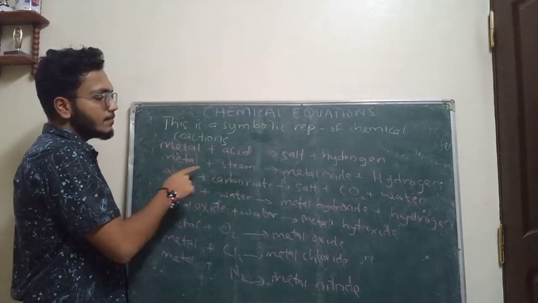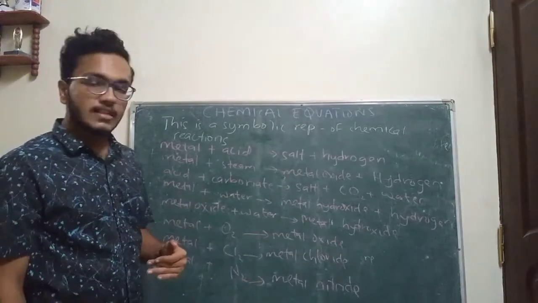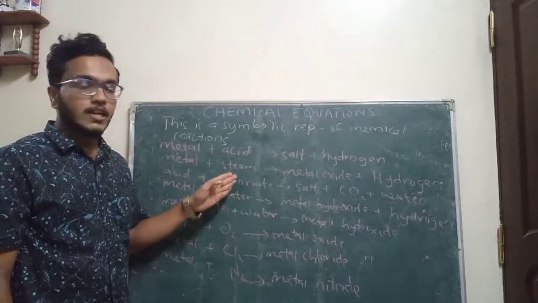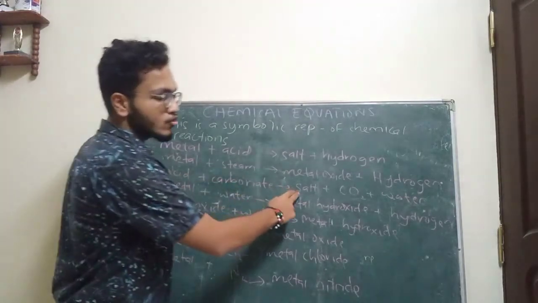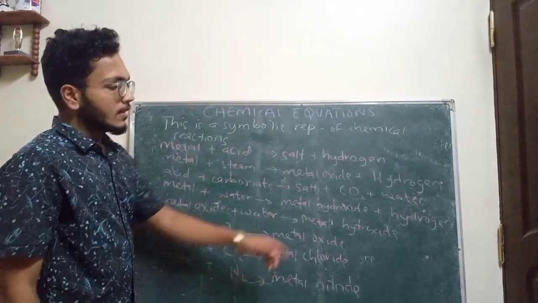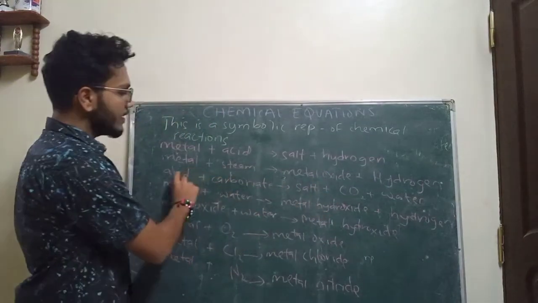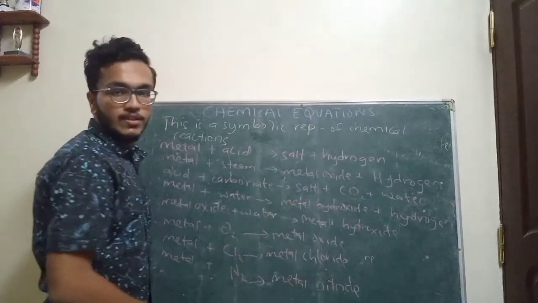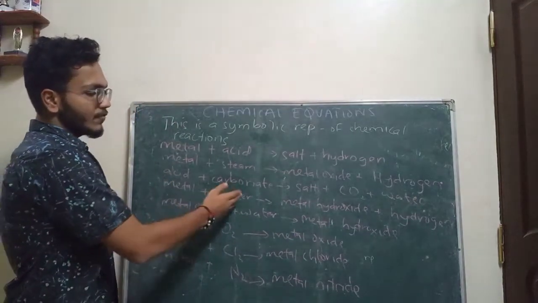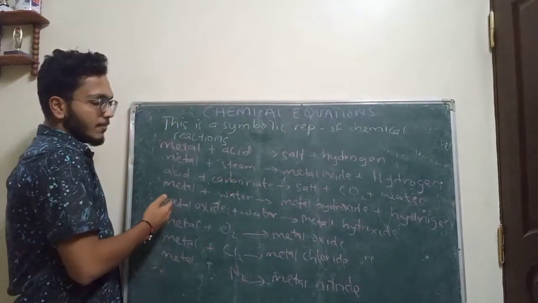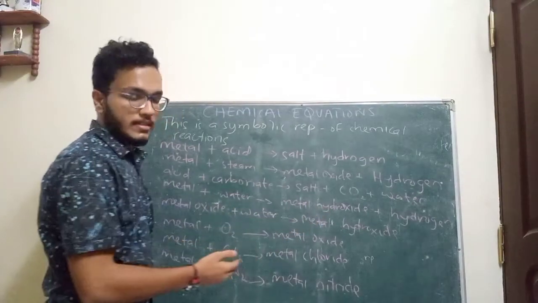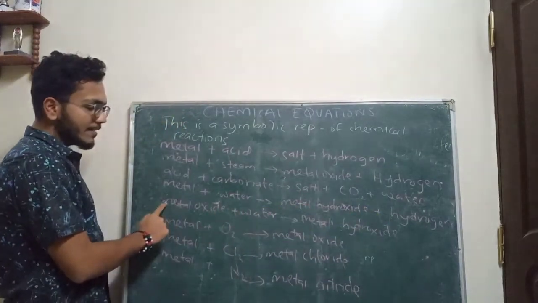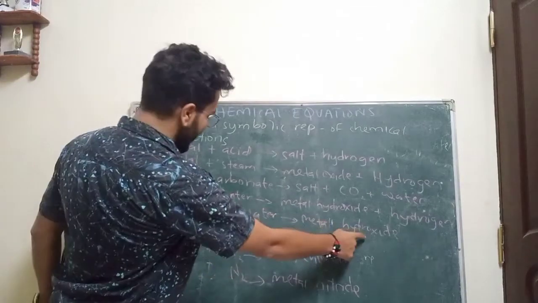In the third one, acid plus carbonate. We saw previously that there are carbonates, hydrogen carbonates, sulfates, etc. So a carbonate or a hydrogen carbonate, when it reacts with an acid, forms a salt, carbon dioxide, and water. The salt is the metal and the salt of the acid. Metal plus water forms metal hydroxide plus hydrogen. For example, sodium plus water forms sodium hydroxide plus hydrogen gas. Metal oxide plus water forms metal hydroxide. Now mind this, metal plus water forms metal hydroxide and hydrogen. However, a metal oxide plus water only forms a metal hydroxide.